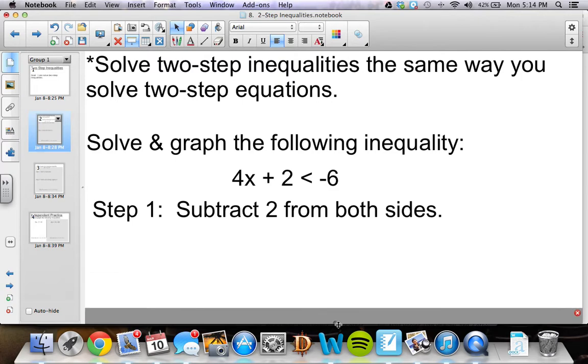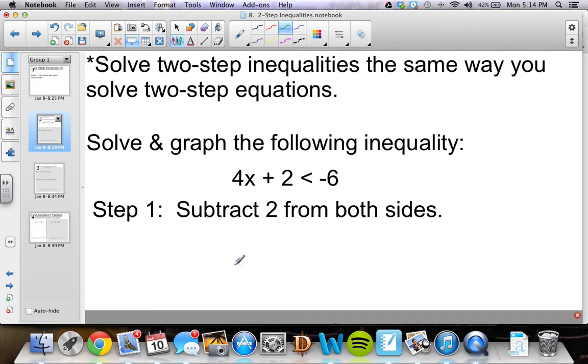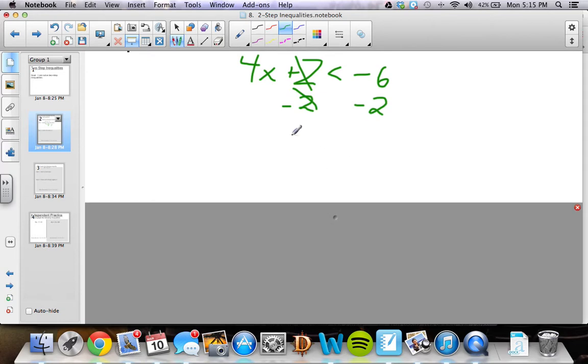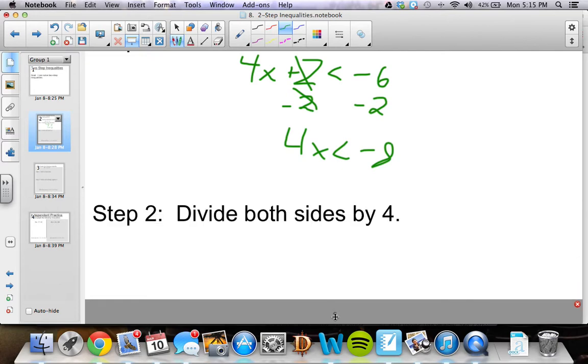So to begin, the first step is just subtracting 2 from both sides. So we have 4x plus 2 is less than -6. We're going to subtract 2 on both sides. It's going to cancel out that 2, and we'll be left with 4x is less than -8.